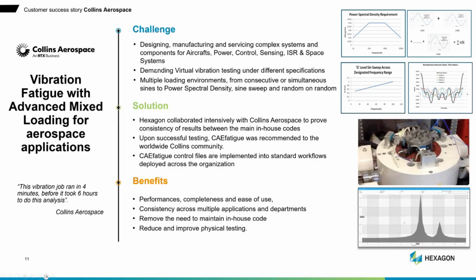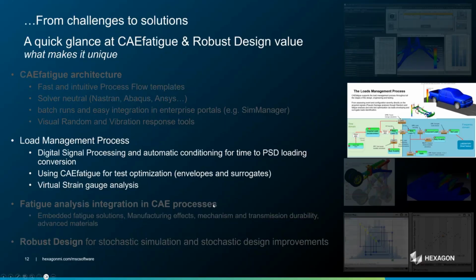And Colin said they had a very clear view of what the challenges were, and they had a number of different tools in-house, sometimes not delivering the same results depending on who was using them. So they switched over to CAEfatigue for consistency, for speed, and ultimately to remove an in-house tool that was not so easy to maintain.